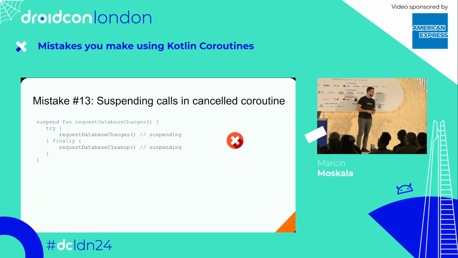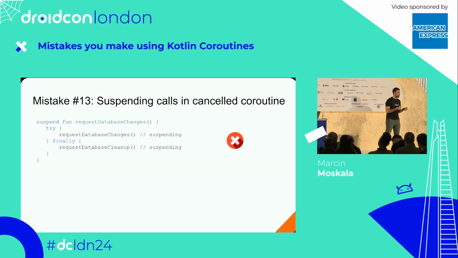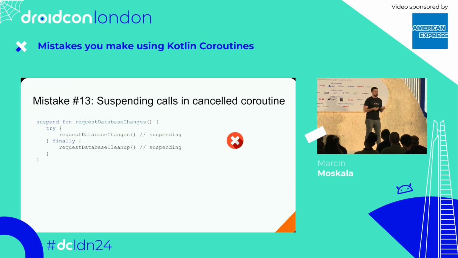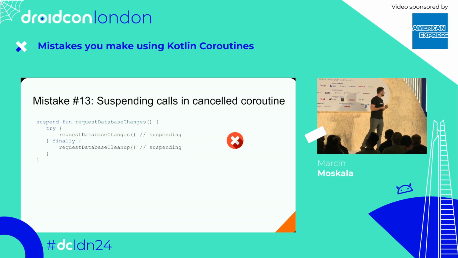Another common mistake. Again, I told you that cancellation is based on support from suspension. Effectively speaking, you cannot make a suspending call on a canceled coroutine. What that means is that if you do something in finally, and it gets canceled, maybe it reached this finally block because it gets canceled, this will never start. A request database cleanup as a suspending call would immediately throw cancellation exception because the coroutine is currently canceling.